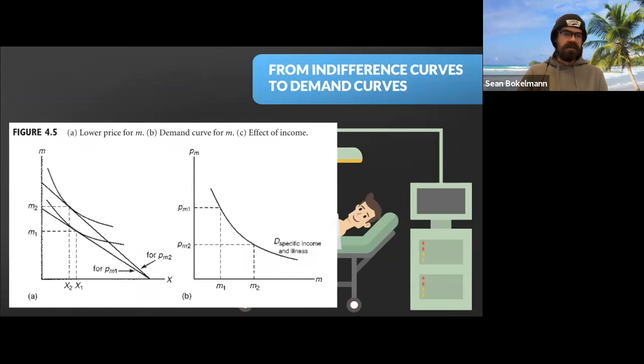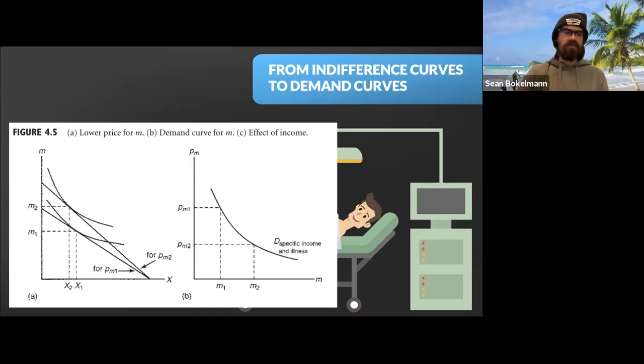All right, so here we go. On the left, we have our indifference curves and budget constraints at two different prices of M. On the right, we have the resulting demand curve. Basically, we're changing the price of medical care from PM1, a high price, to a lower price. The effect of that is to rotate the budget constraint clockwise, because a lower price of medical care means that you can afford more medical care. So it rotates the budget constraint clockwise.